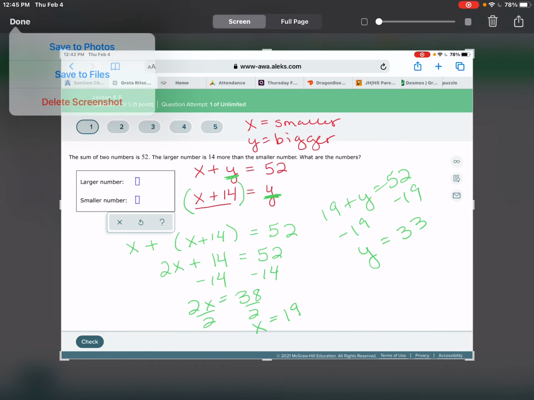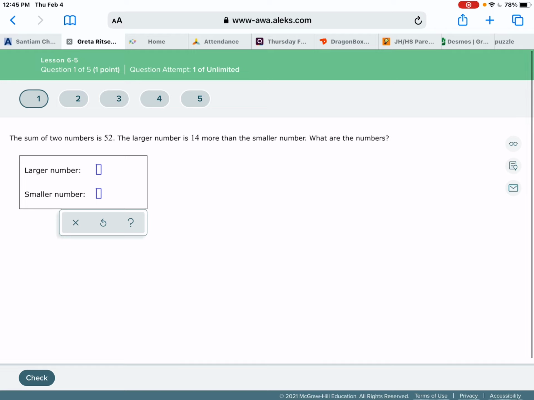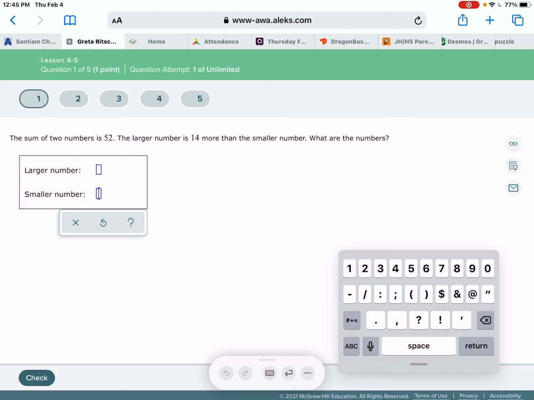Let's see how we did. 19 is the smaller number. Oh boy, here we go with the internet. 19 and 33. Check.